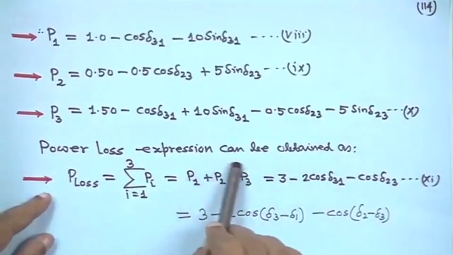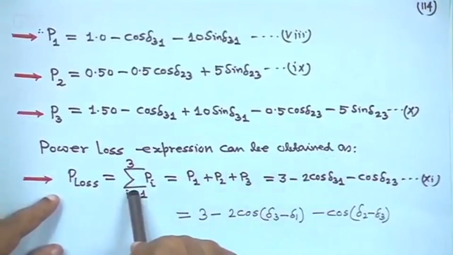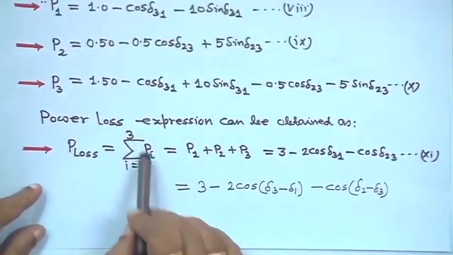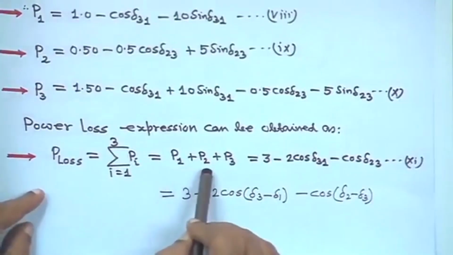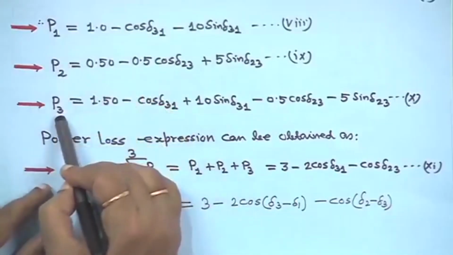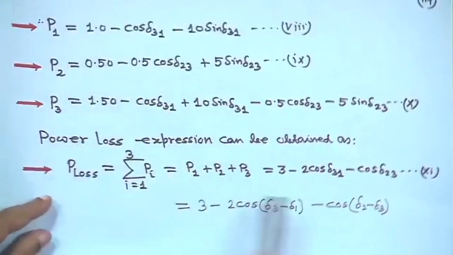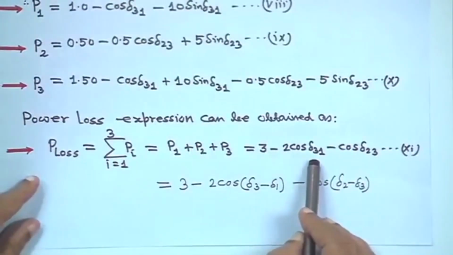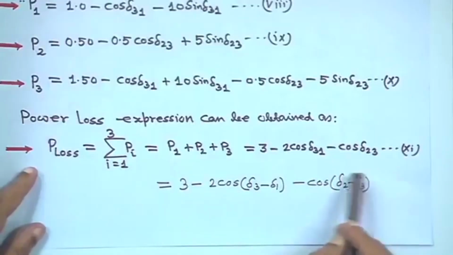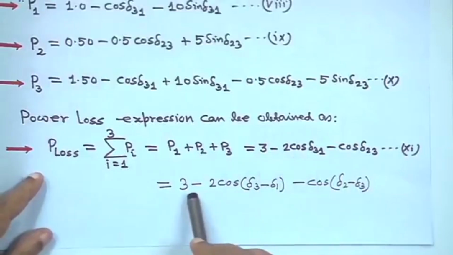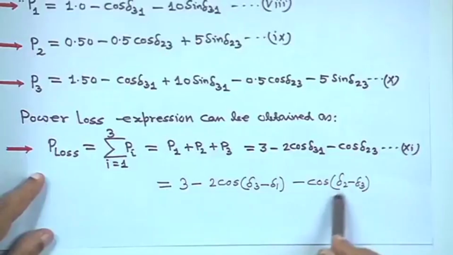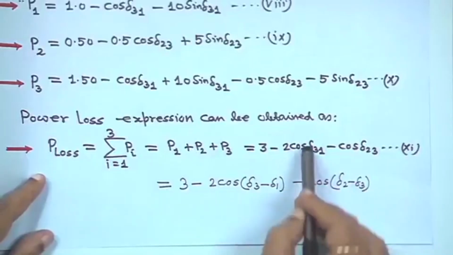Now, the power loss expression can be obtained, as we know the sum of injected power is the power loss. That means P loss is equal to sigma i equals 1 to 3 of P i, that is P 1 plus P 2 plus P 3. If you sum it up, you will get 3 minus 2 cos delta 3 1 minus cos delta 2 3. This equation can also be written as 3 minus 2 cos (delta 3 minus delta 1) minus cos (delta 2 minus delta 3).